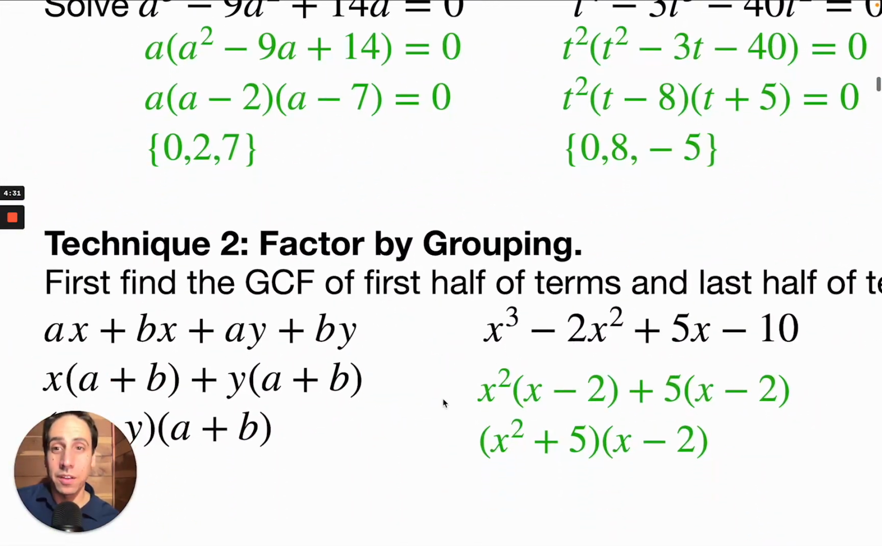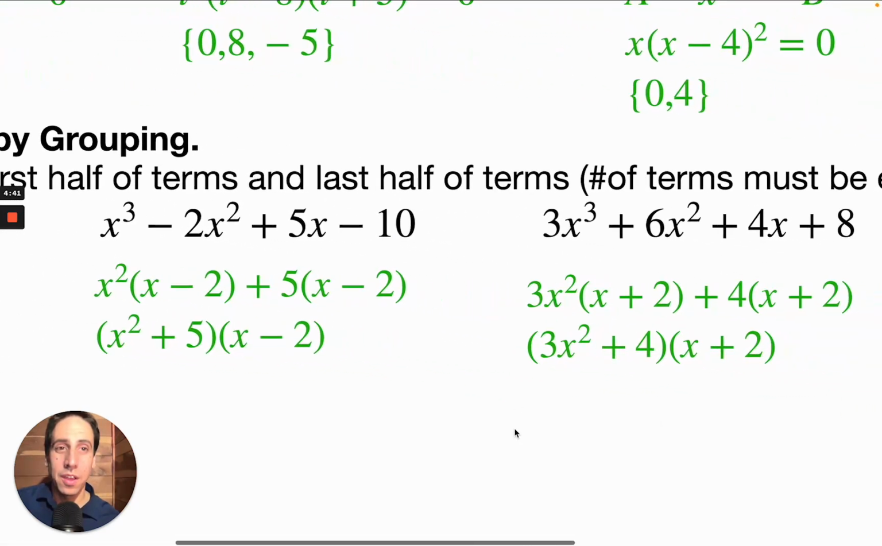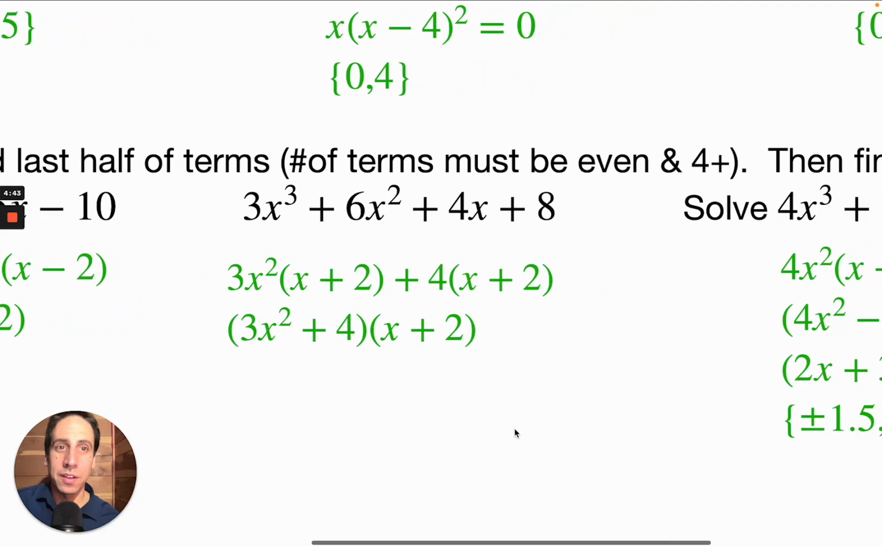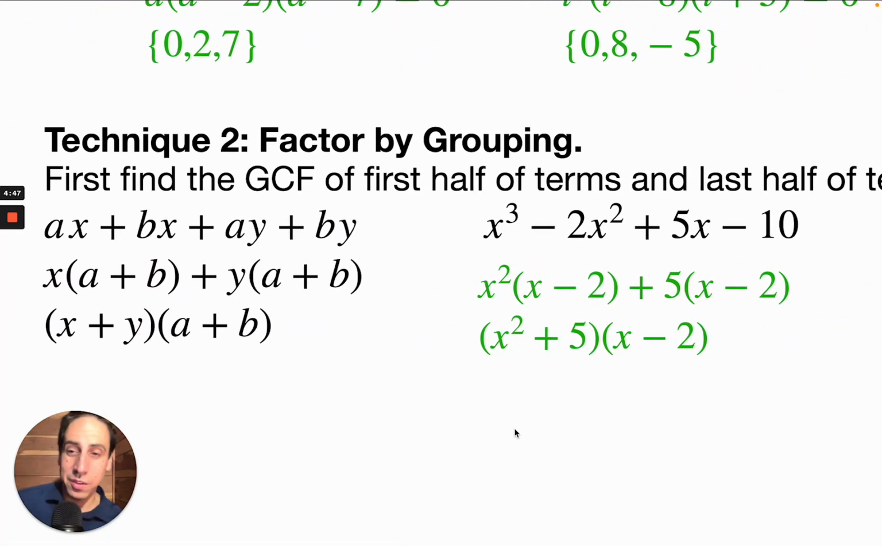Here's a new technique, factor by grouping. First find the greatest common factor of the first half of the terms, and then also the last half of the terms. And the number of terms must be even and 4 or greater. So you've got to have like 4 terms or 6 terms or 8 terms. And it doesn't always work, but it's always worth taking a look and seeing.